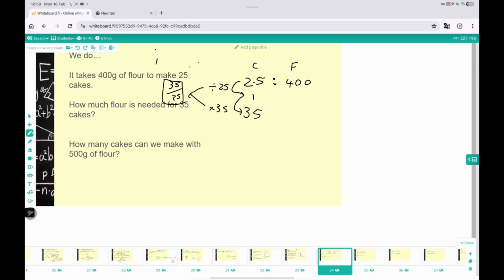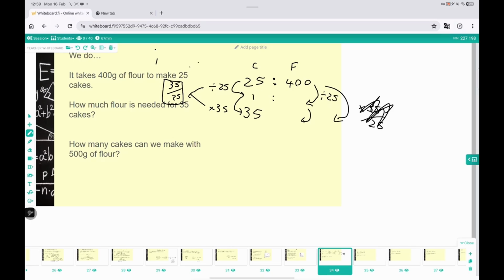So, to get from 25 to 1, we divide by 25. To get from 1 to 35, we times by 35. Okay? So again, those of you that have worked this out, you can actually times by 35 over 25 to get your answer. But again, ignore that if that doesn't really make sense to you. Okay, so what we need to do with ratios is whatever we do to one side, we must do to the other, like equations. So if we divided 25 by 25 to get to 1, we have to divide 400 by 25 to keep that equivalence.